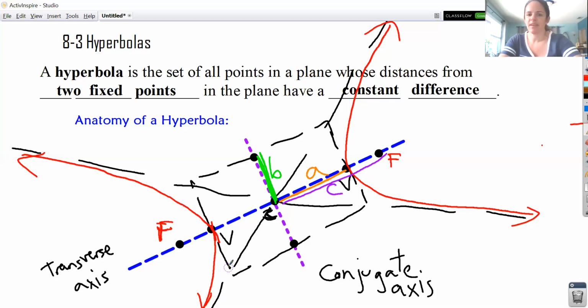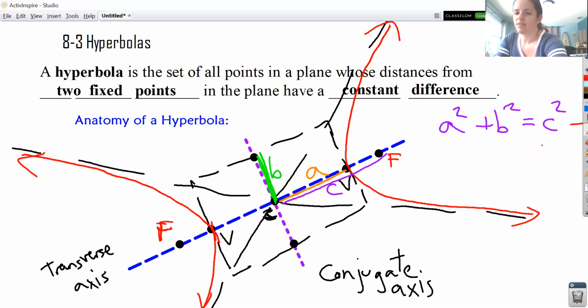And so the Pythagorean identity, a squared plus b squared equals c squared, is the one that holds true for hyperbolas. So c is the biggest length there, and not a like it is in ellipses.